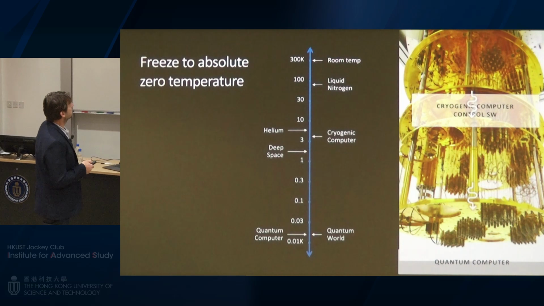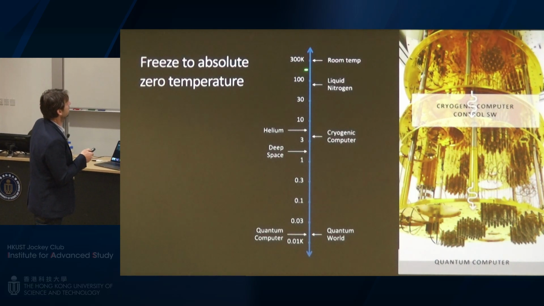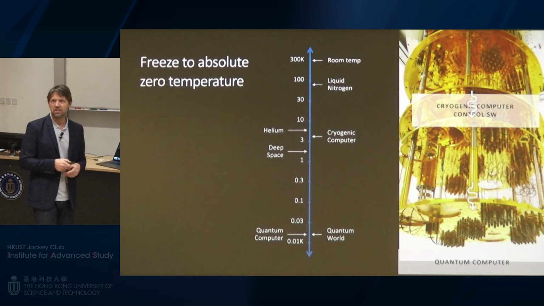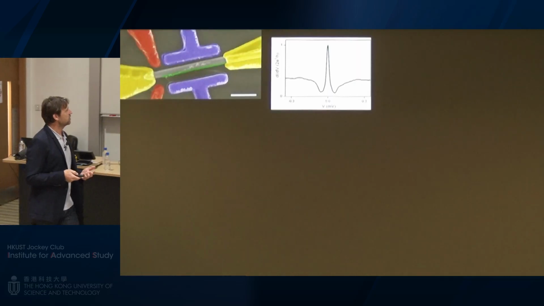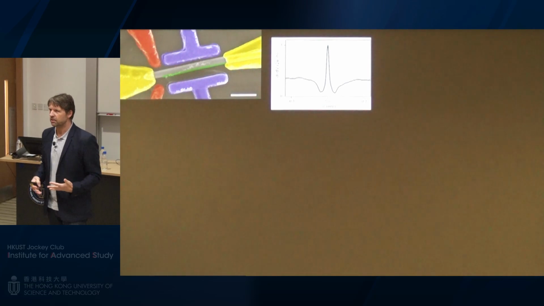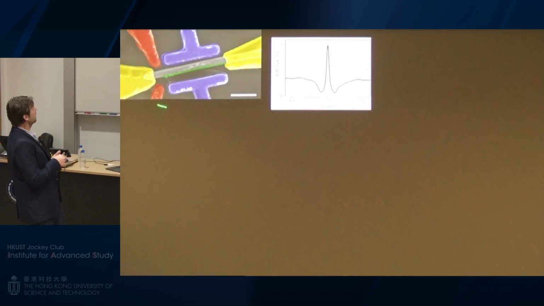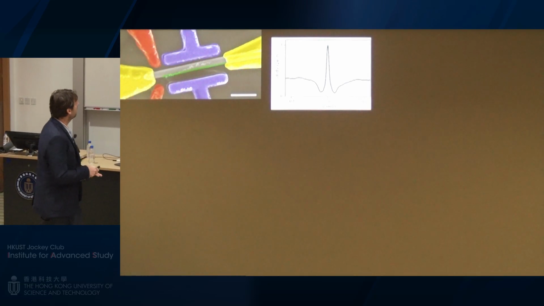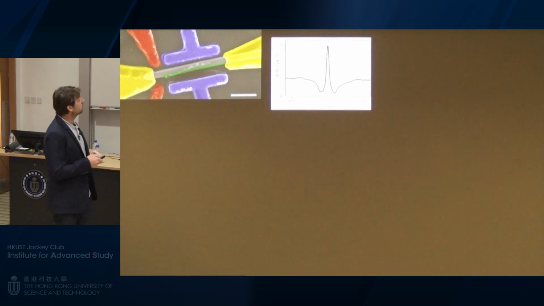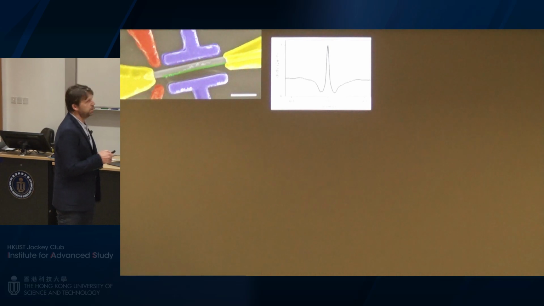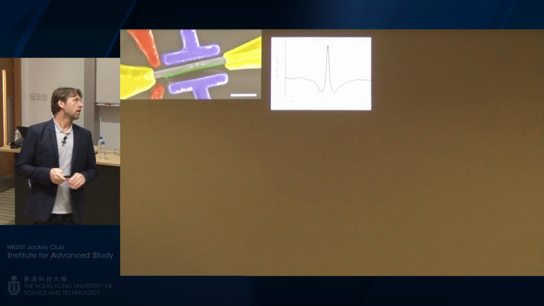And of course, 0 Celsius is around right there. So it's a lot colder than 0 Celsius. So let me very briefly show you what we actually measure. These devices now, slightly different colors, but the same principle. If you measure electronic transport through the system, you see this peak. And the peak is the Majorana peak.